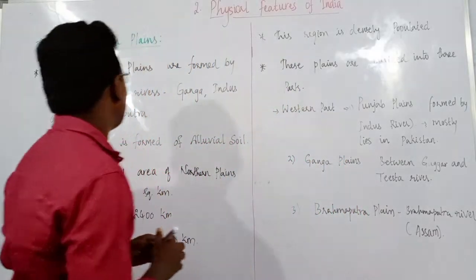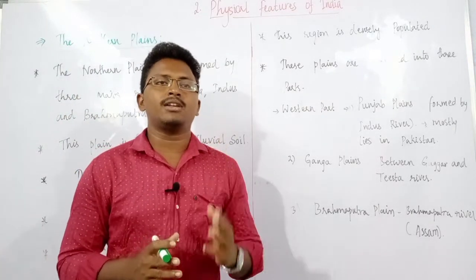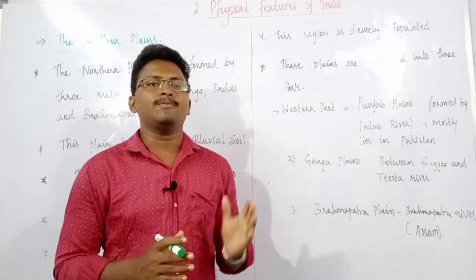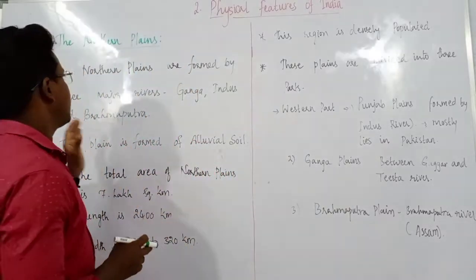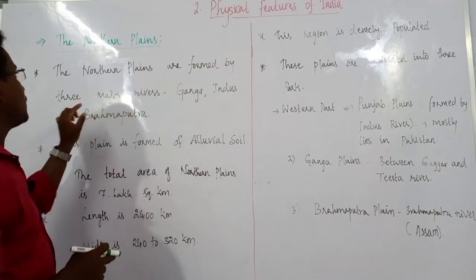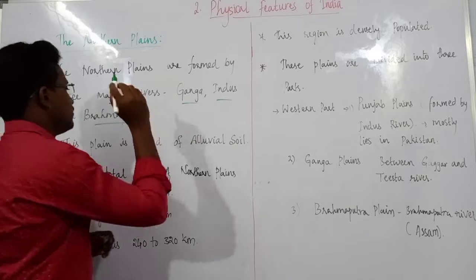These northern plains are mainly formed due to 3 important rivers which are flowing in this region. They are the Indus, Ganga as well as Brahmaputra. If you see here, these northern plains are formed by 3 major rivers: Ganga, Indus as well as Brahmaputra.